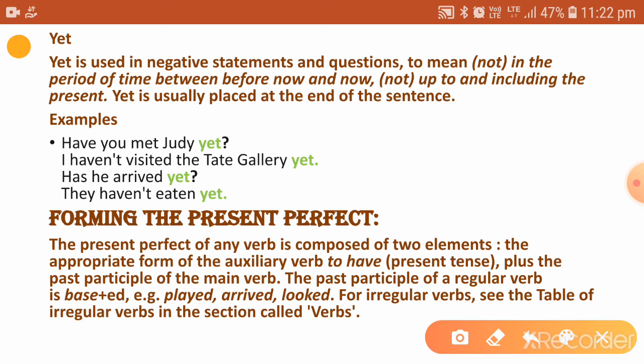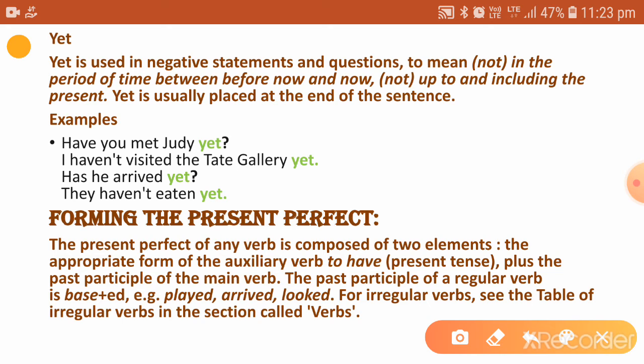In the use of already, we have just read two sentences in the last slide, after the helping verb and at the end of the sentence. But here it is described that we have to use yet at the end of the sentence.